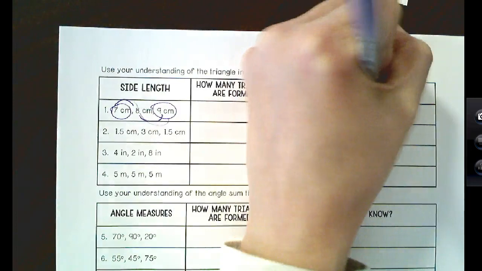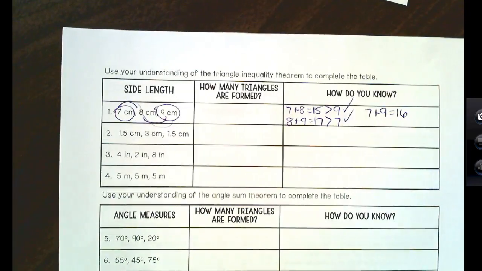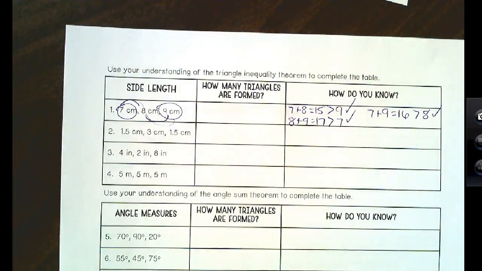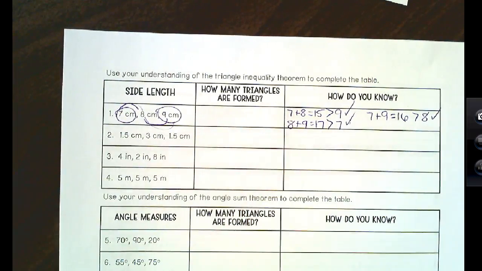Now let's go ahead and add the first and the third. 7 plus 9 gives me 16. And we have to figure out, is 16 greater than 8? It is, so in this middle column here, since we've tested it all 3 ways, it holds true for all 3 of them.